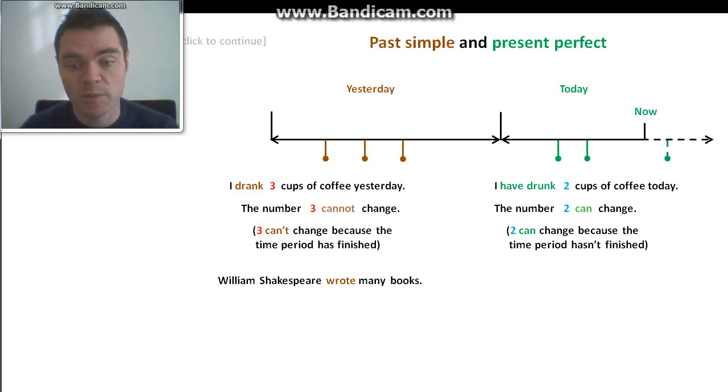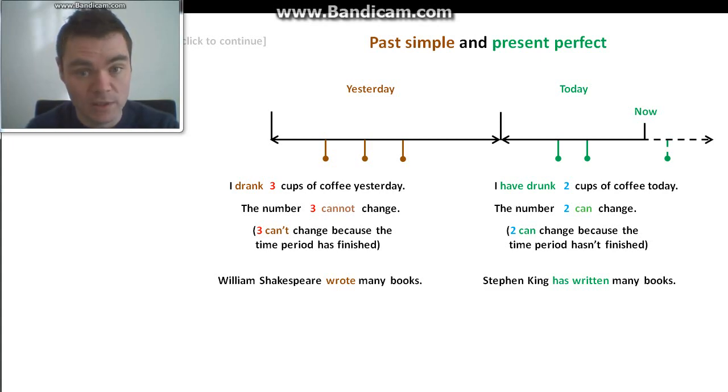Let's look at something a little bit different, something without a specified time period. So William Shakespeare wrote many books. Simple past. Stephen King has written many books. Present perfect. So why simple past for William Shakespeare? Present perfect for Stephen King? Well, the time period must have ended in the simple past, and the time period has ended because William Shakespeare is dead. He cannot write any more books.